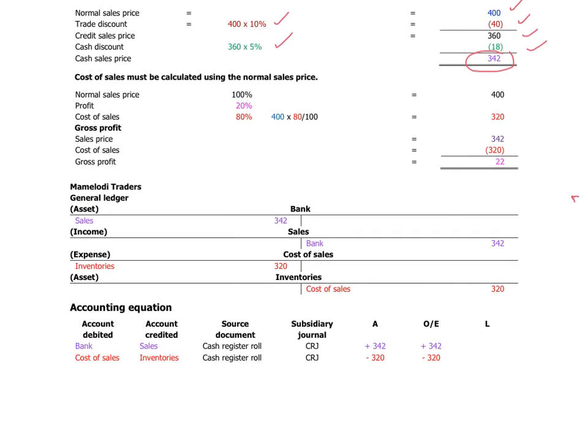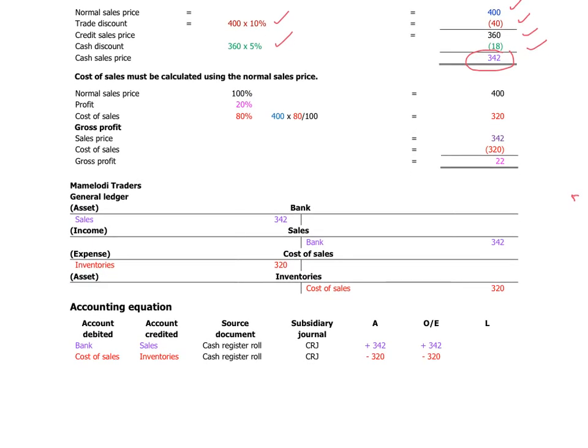Because the goods were sold for cash, the money is deposited in the bank and the bank is debited with 342 because assets increase on the debit side. So in the accounting equation, we will also show that the bank was debited and that assets increased with 342. The account that's credited is the sales account because income increases on the credit side. So the account credited is sales, income increases profit, so the owner's equity will increase with 342 Rand.